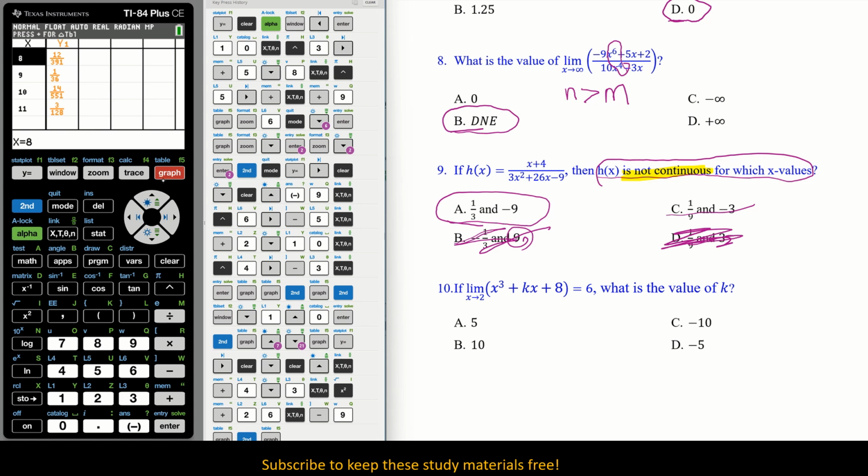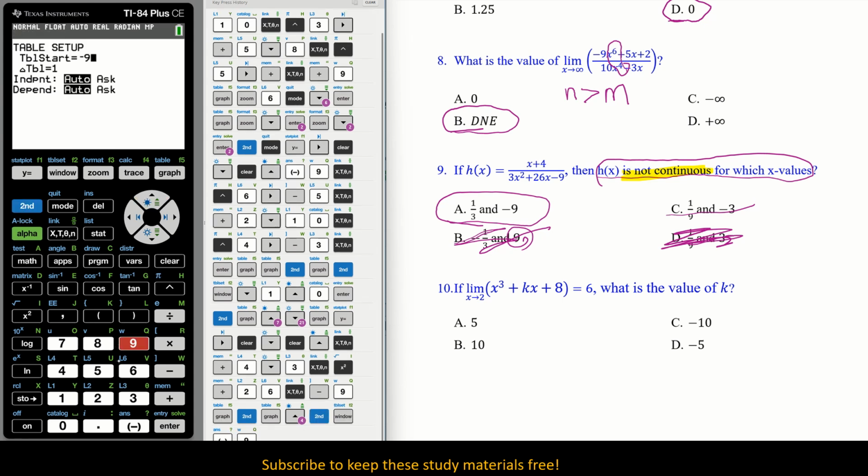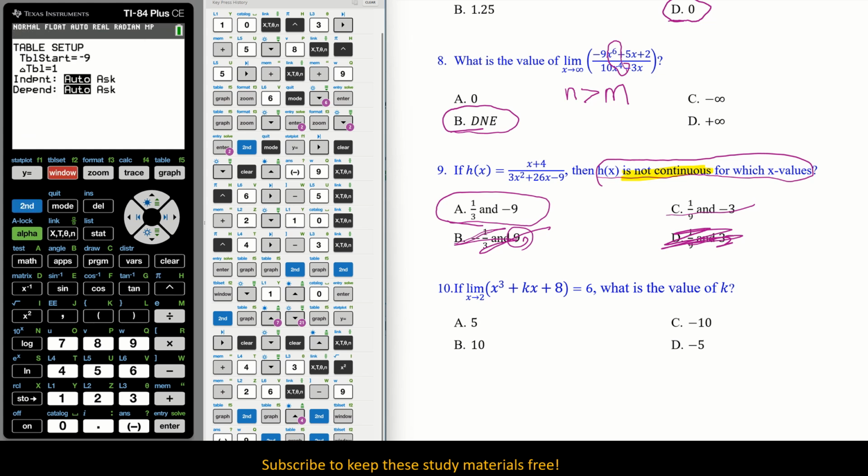Second graph. Okay. And I'm going to go to, well, I don't have my x set up for fractions. I have my x values set up for integers. So let's go second table. And I'm going to say -9. Okay, then I'm going to go back to my table, second table, second window. Okay, and it does have an error at -9. So that's not continuous at -9. I know 100%.